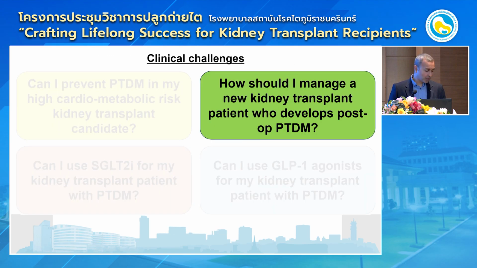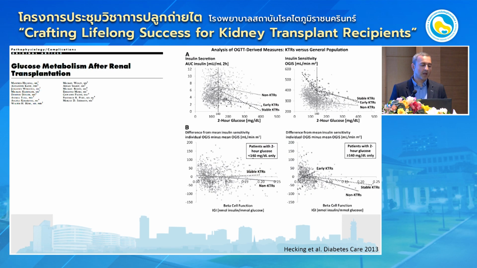So what if, despite all these things, our patients still end up developing diabetes? What should we do to manage these patients? So what happens if a patient develops diabetes in the first day or two after their surgery? So we did some work looking at what glucose metabolism is like after renal transplantation.